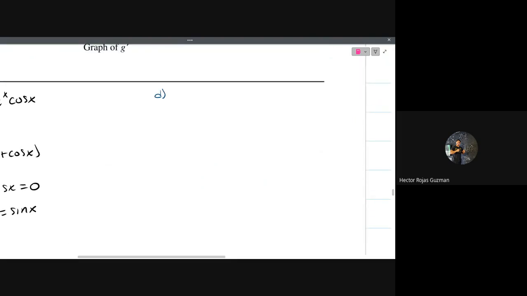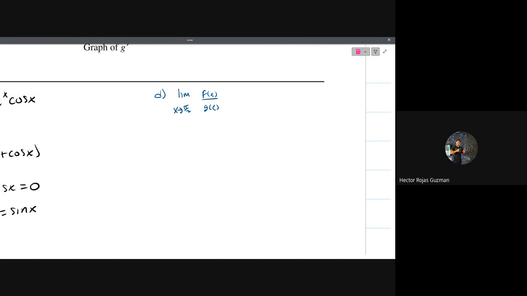D. So they're giving us that g is a differentiable function. That seems to be important. We're also told that g of pi over 2 is 0. And we are given the graph of g prime. They want us to find the limit as x approaches pi over 2 for f of x over g of x.